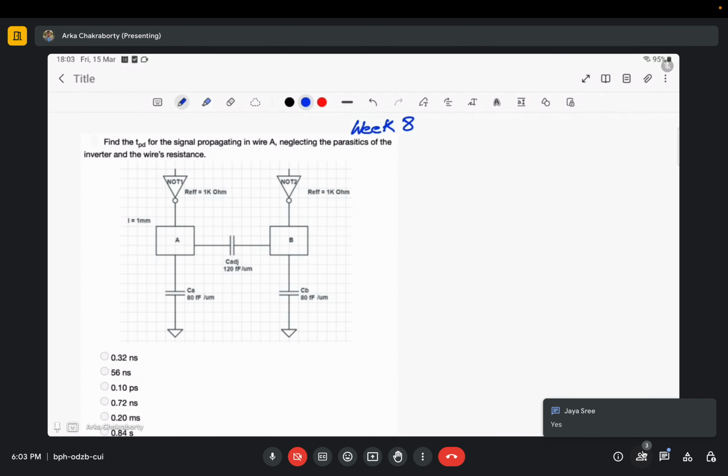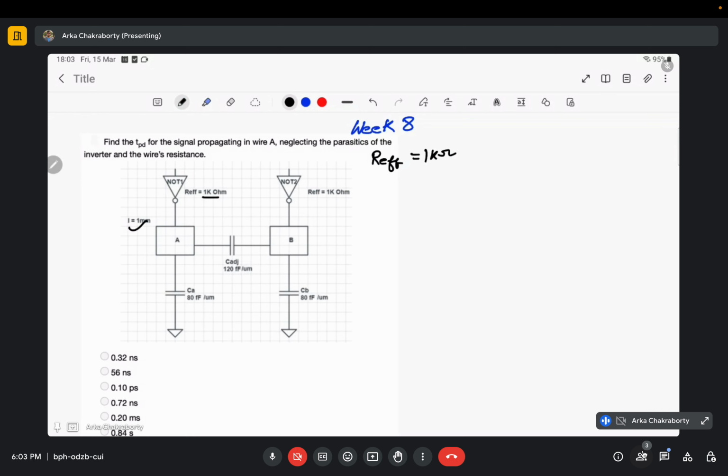So the first question is, find the propagation delay TPD for the signal propagating in wire A, neglecting the parasitics of the inverter and the wire's resistance. Okay, fine. So what are the various parameters that have been given to us? First of all, R effective is given as 1 kilo ohm. Length L is given as 1 millimeter.